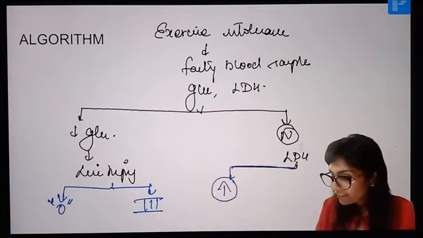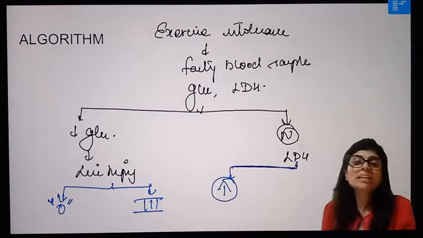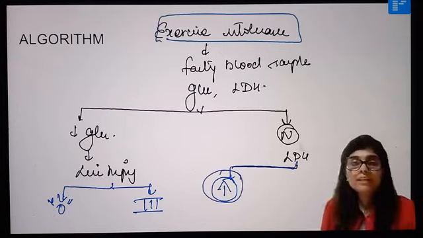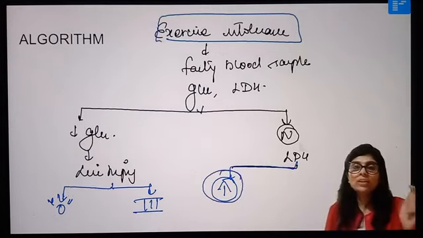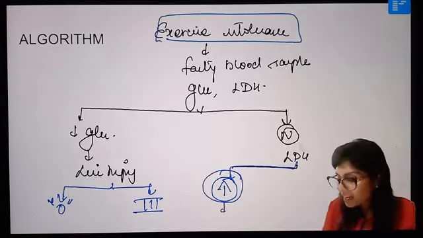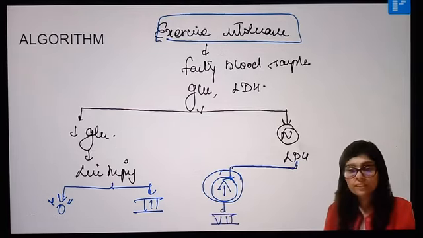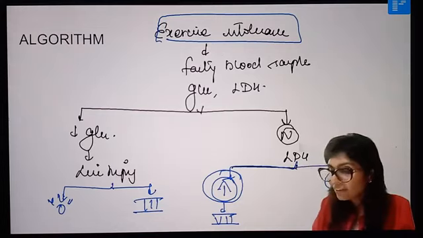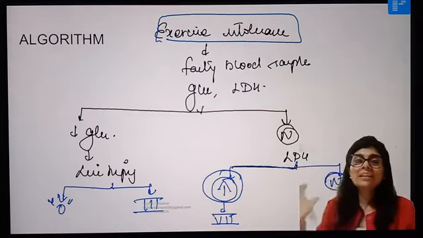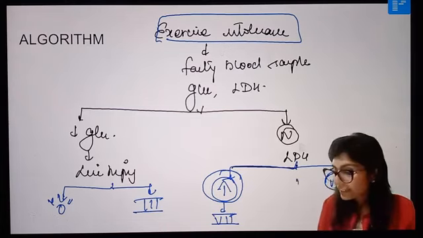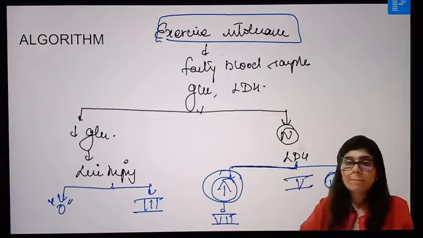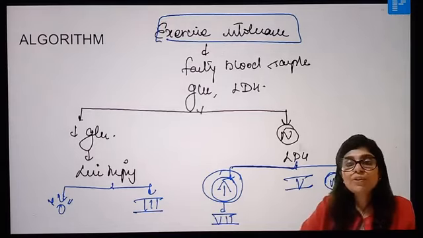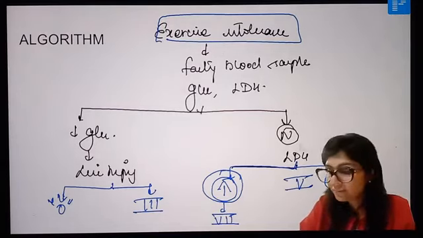If LDH level is high, it's a sign of hemolysis. So exercise intolerance with hemolytic anemia. Do you understand this? Exercise intolerance with hemolytic anemia is a glycolytic enzyme defect. What if LDH levels are also normal? There is only exercise intolerance. In that case, it is type 5. Got it? In that case, it is type 5. So this is the algorithm for exercise intolerance.